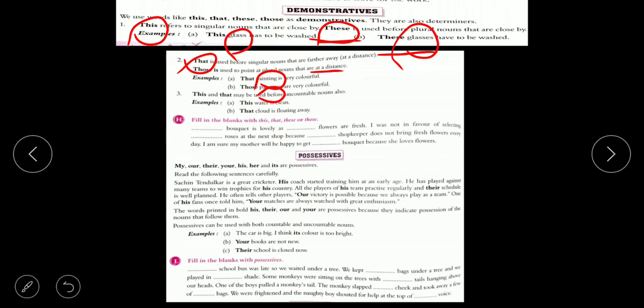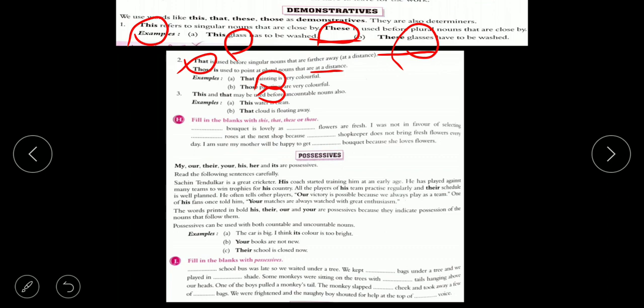Possessives: my, our, their, your, his, her, and its are possessives. Read the following sentences carefully. Sachin Tendulkar is a great cricketer. His coach started training him at an early age. He has played against many teams to win trophies for his country. All the players of his team practice regularly and their schedule is well planned. He often tells other players, our victory is possible because we always play as a team. One of his fans once told him, your matches are always watched with great enthusiasm.